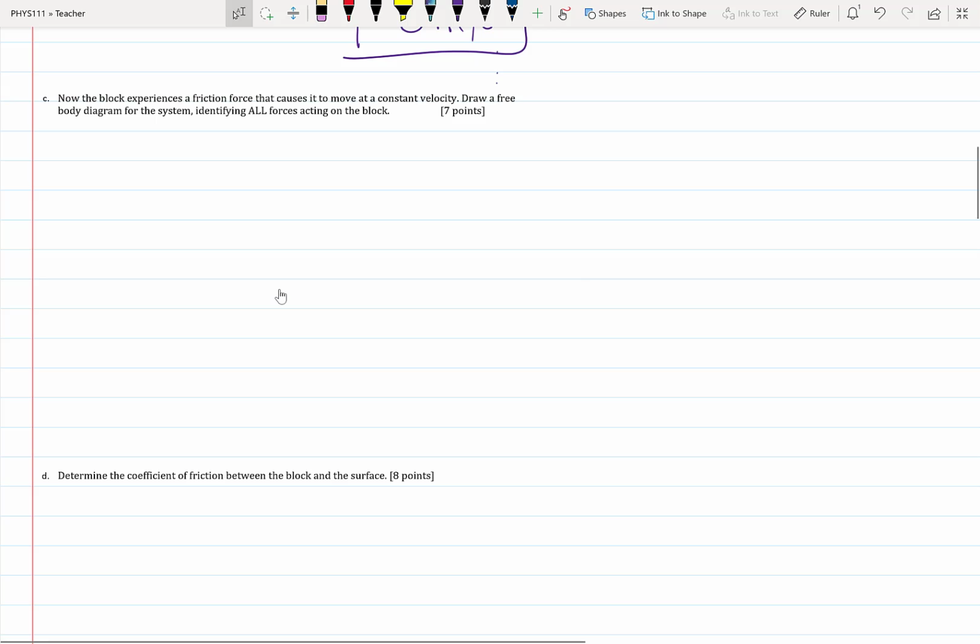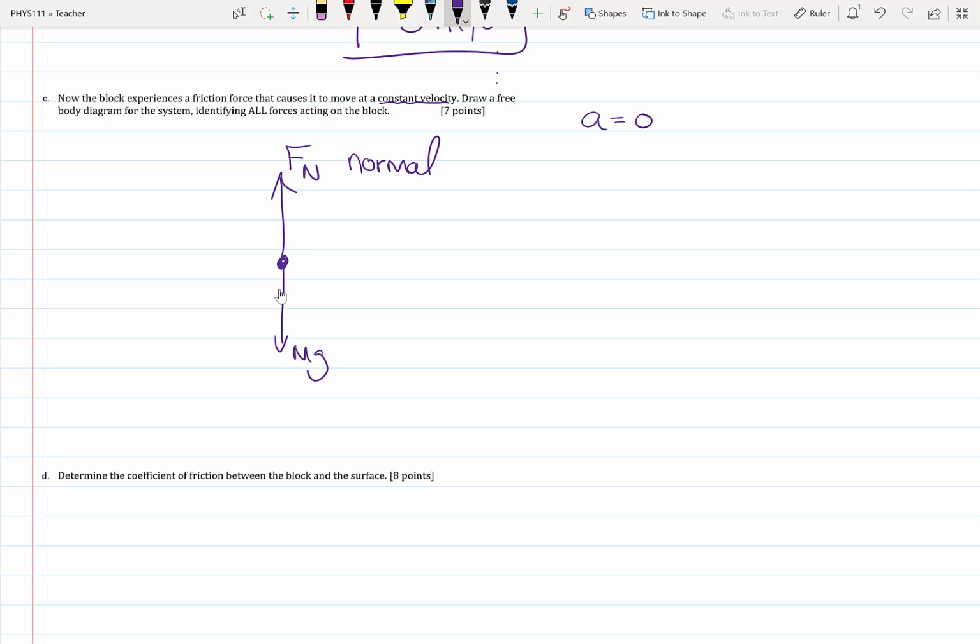Now to C. It says that the block experiences a friction force that causes it to move at a constant velocity. That's good. Constant velocity means the acceleration is 0, right? Draw a free body diagram for the system. Okay, again, identify all the forces acting on the block. I've got mg down, I've got the normal force up, normal. This is the gravitational force.